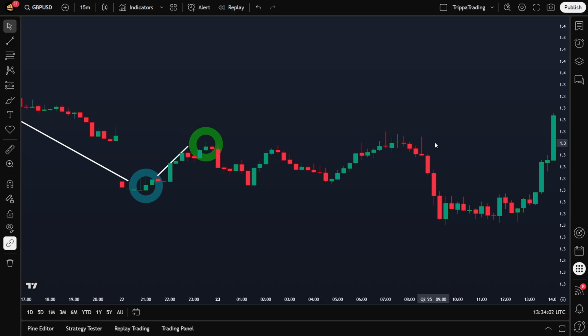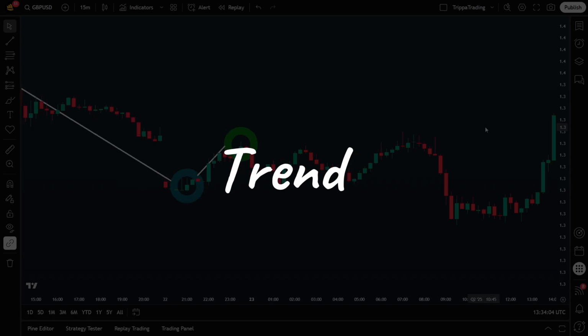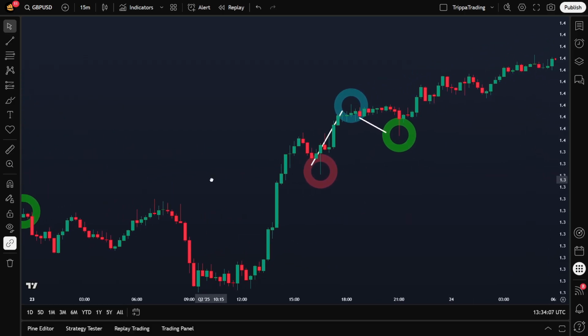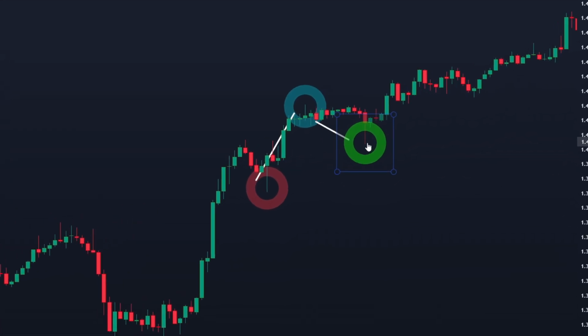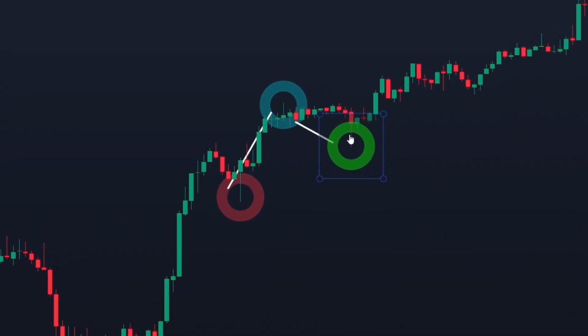This strategy is all about trading with the trend, not against it. You spot the main trend, wait for a pullback, and look to enter when the trend resumes. This strategy works great for both aggressive and conservative traders. Some traders enter at point C as soon as they see bullish signals or candlestick patterns.